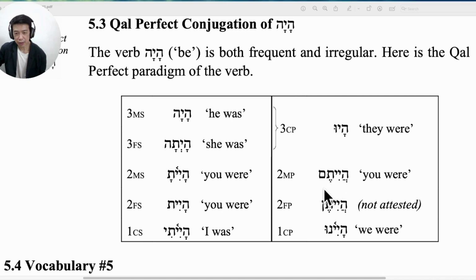For the second person feminine plural, it becomes hayiten. And for the first person common plural, a nu is added to the end of the verb hayah. And since the hey transforms into a yod, it becomes hayinu, hayinu for we were.